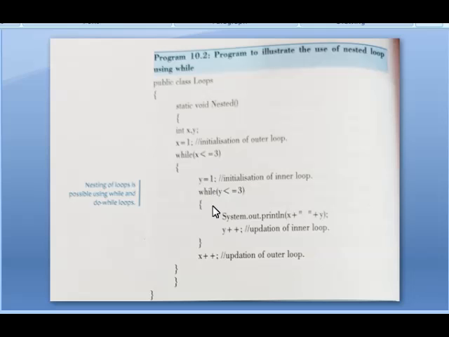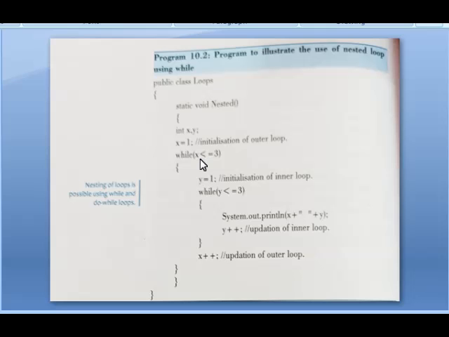Okay, so 1 is less than or equal to 3. So we have to print the value of x and y. Here we increment the value of y. Again, this inner loop will execute 3 times. When the fourth time comes, the inner loop becomes false. So it will increment the value of the outer loop by 1. So the control goes here and the value of x becomes 2.